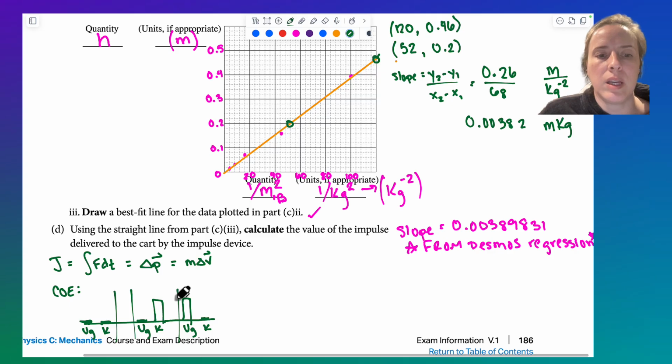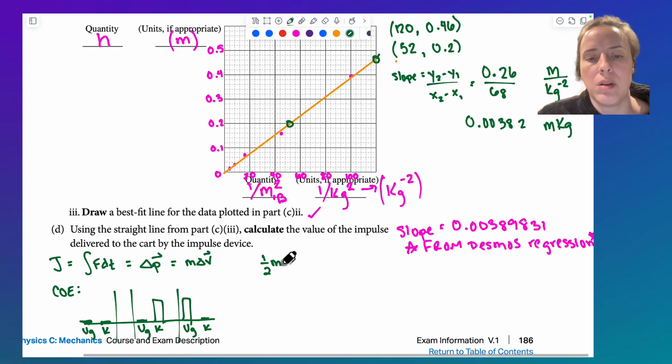So if I think about here, I can figure out how fast I'm going. Okay. So my kinetic energy, that 1/2 m v squared after the impulse, is going to be equal to mgh. So that speed after the impulse is going to be root 2gh.